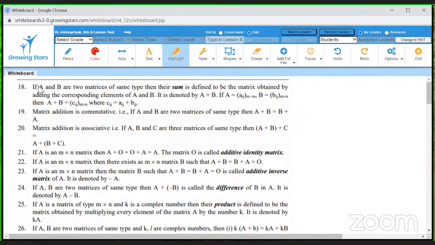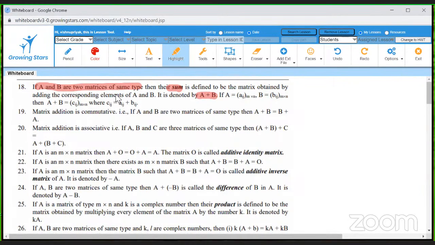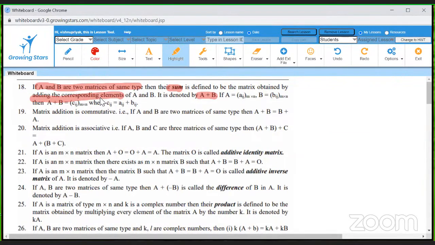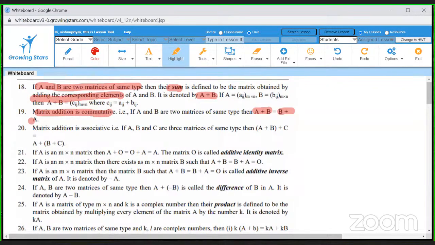Next, A and B matrices are of the same type. Then you can find their sum, A plus B. How? Add the corresponding elements. Matching elements you have to add, and you will get the sum. Matrix addition is commutative. That means A plus B and B plus A are the same.